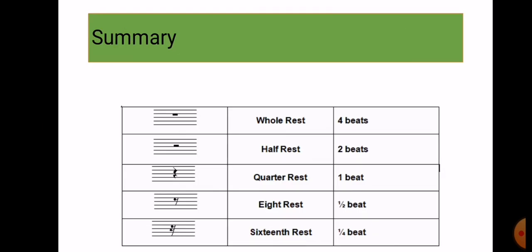This chart or table will give you a summary of all that we have discussed. All I want you to know is how the symbols look, and then you identify their names and which beats they represent, so you know how many counts each rest has. And for that matter, we observe the silences accordingly.